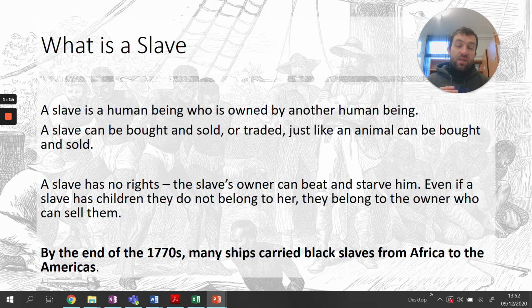And by the end of the 1770s, many ships had carried black slaves from Africa to the Americas to do the jobs that white people on these farms didn't want to do. I'm going to cover a bit on that later on.